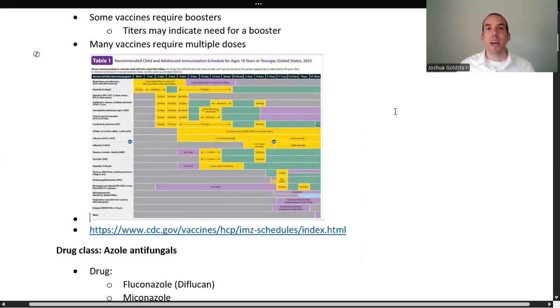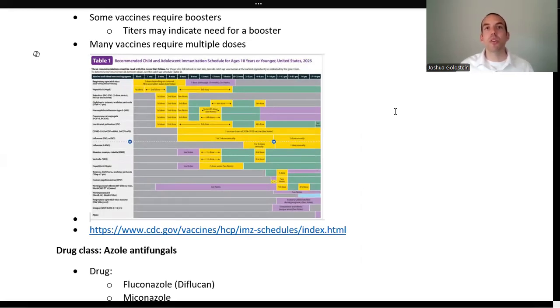Next, there is something called the vaccine schedule. In RN school, you should be familiar with this. If you move on to NP or MD school, this is something that you may have to memorize if you're taking care of pediatric patients. This does get updated on a regular basis. So here's the one from this year from 2025.